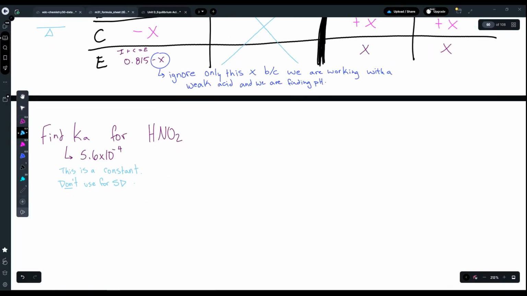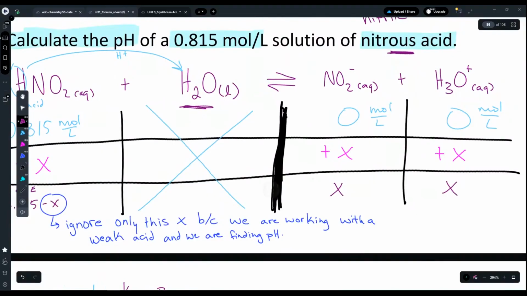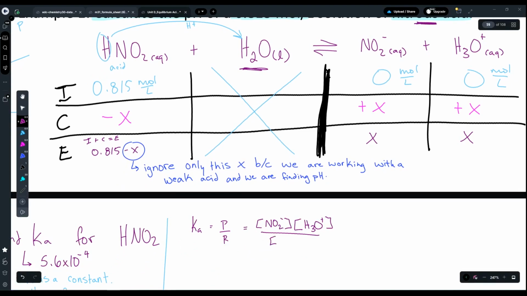Okay, so now that we have our Ka value, we can move on to writing our equilibrium law expression. So Ka, and I'm just putting this as a reminder for myself, products go on top, reactants go on the bottom. So for my equilibrium law expression, I'm going to write the concentration of NO2 minus times the concentration of hydronium ions, divided by nitrous acid. Oops, that should be NO2.